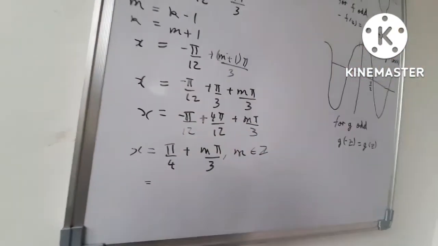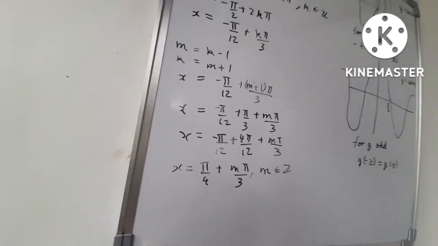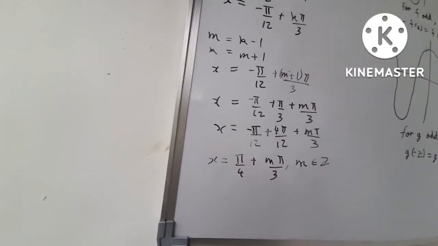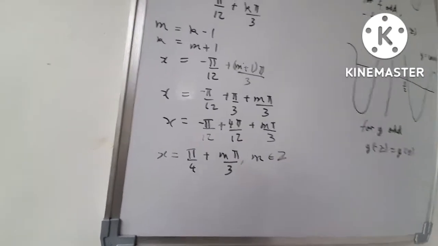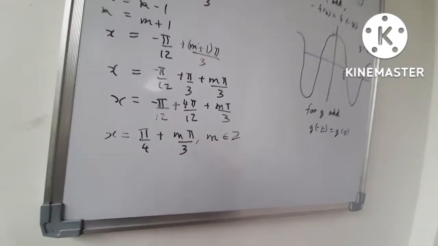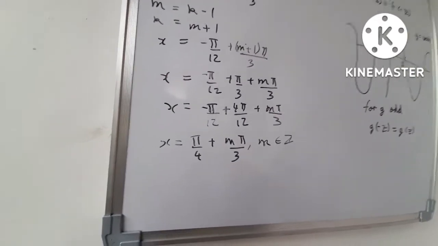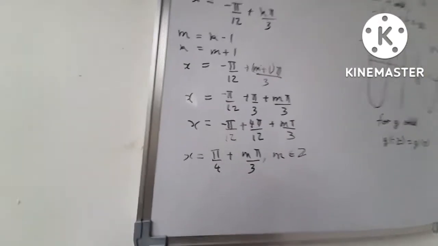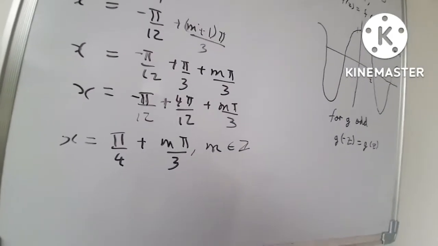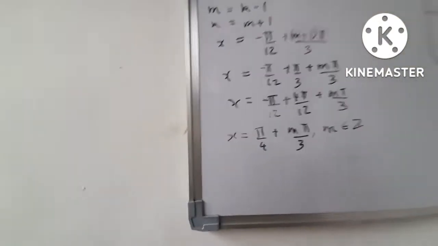Because if we add another, let's see how many more we can get. If we add another pi by 3 to this, pi by 4 plus pi by 3 is 3 pi by 12 plus 4 pi by 12, which is 7 pi by 12, which is still in our domain, so this is one of the answers. I guess there are many more answers, but this is still in our domain, so whatever.